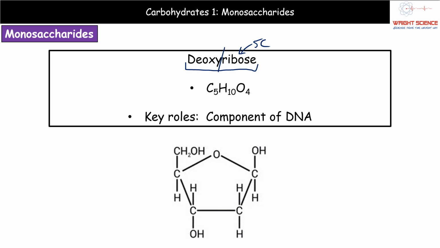Now, when we actually have a look at it, we can see that the structure is identical to the ribose, with the exception of the hydroxyl that we had on our 2nd carbon. It's now just a hydrogen. So that's where our oxygen has gone from.